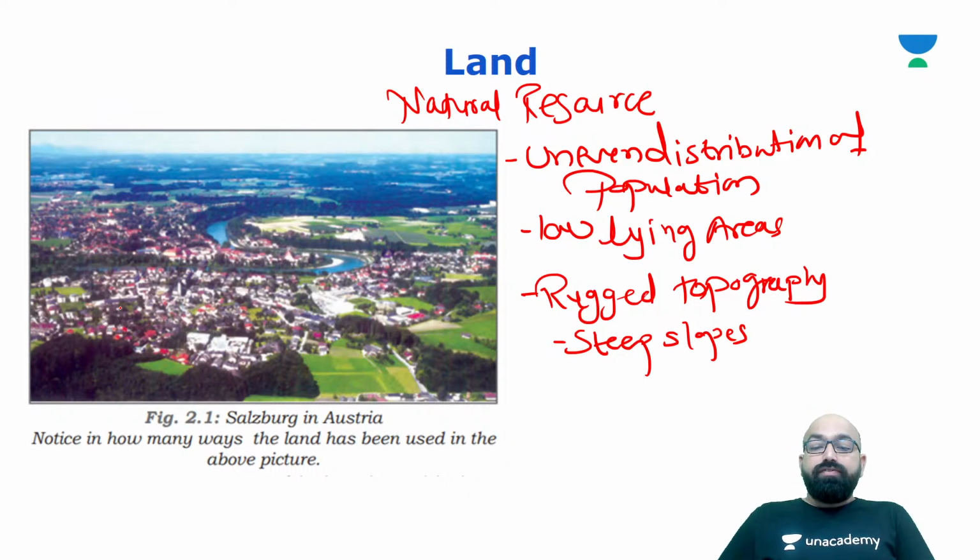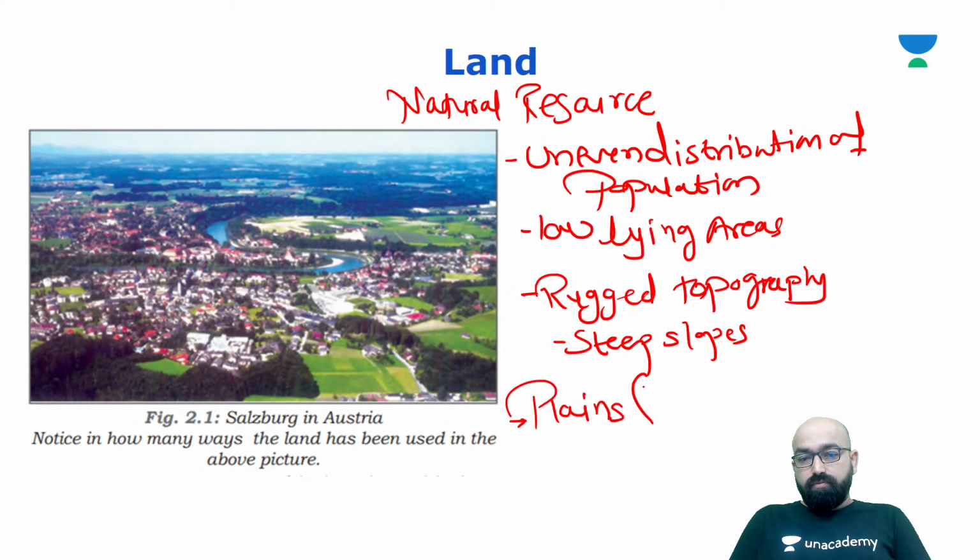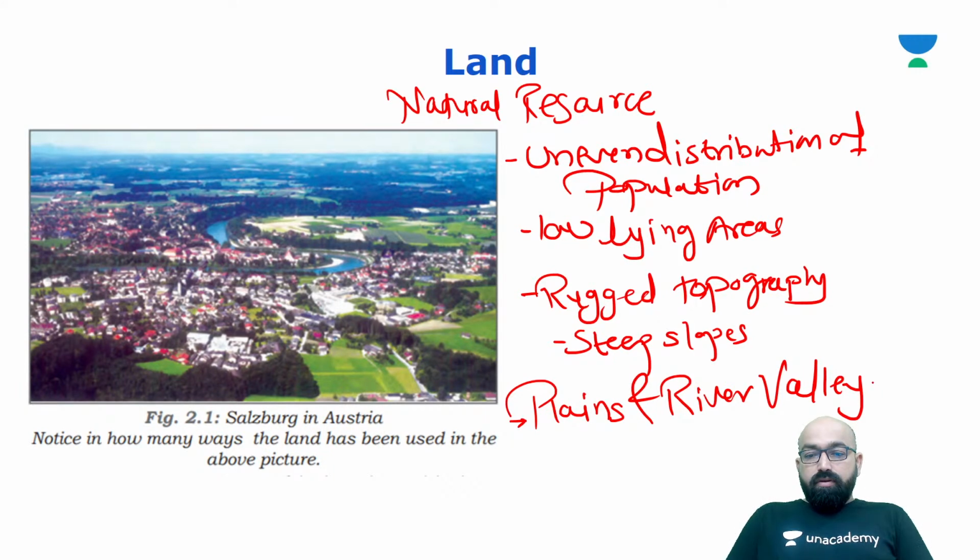So plains and river valleys offer suitable land for agriculture. Hence, these are the densely populated areas of the world.